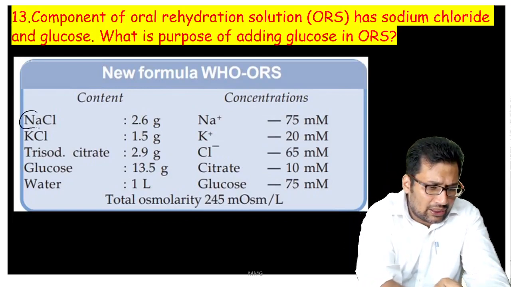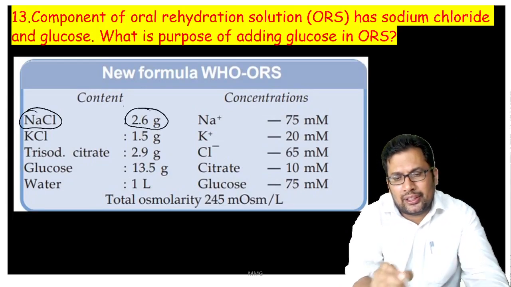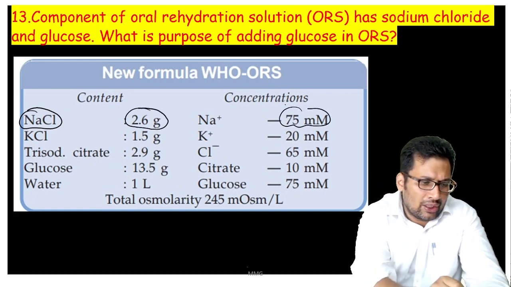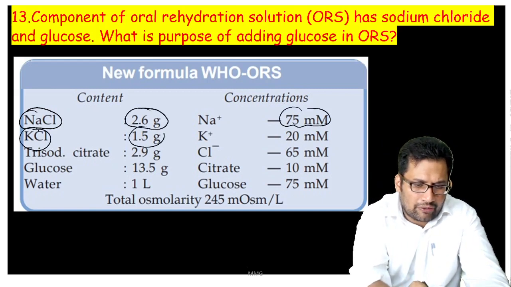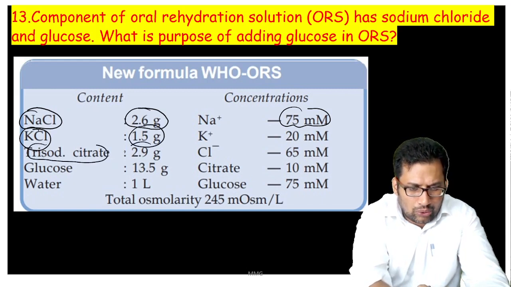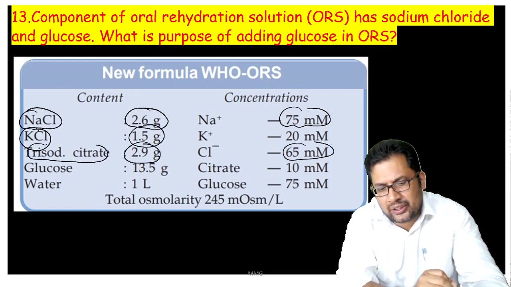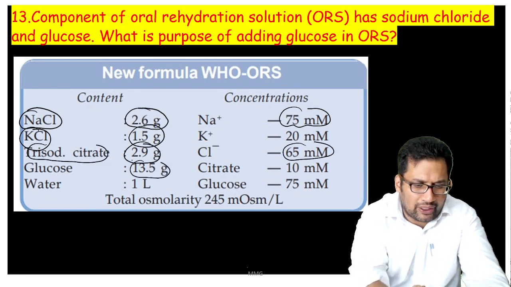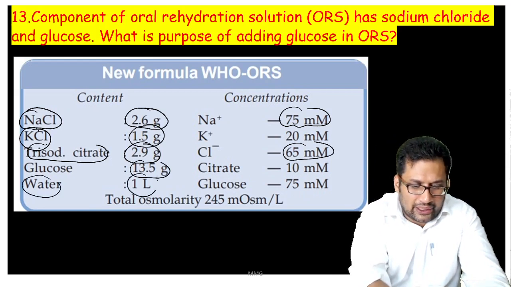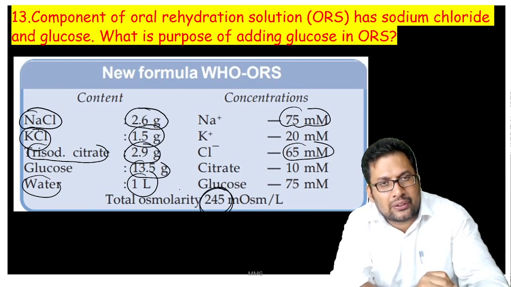NaCl is present, that is sodium, around 2.6 gram. In terms of millimoles, it is 75. Potassium 1.5. Trisodium citrate 2.9 gram. The chloride level is 65. Glucose 13.5, the highest concentration. Water is around 1 liter. So total osmolarity is 245.